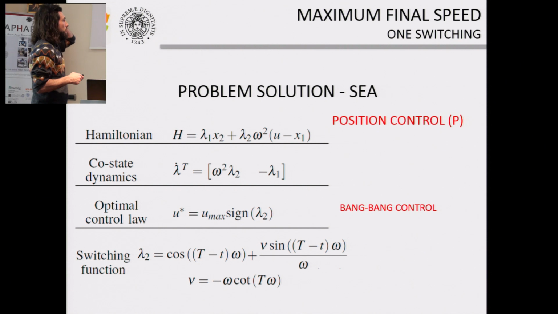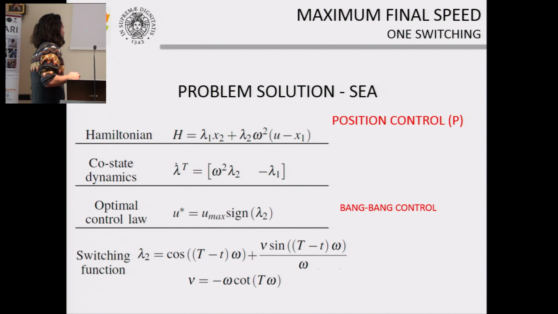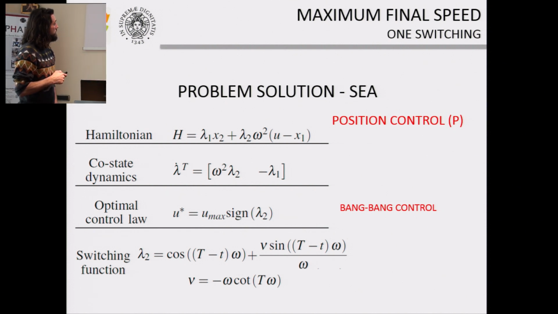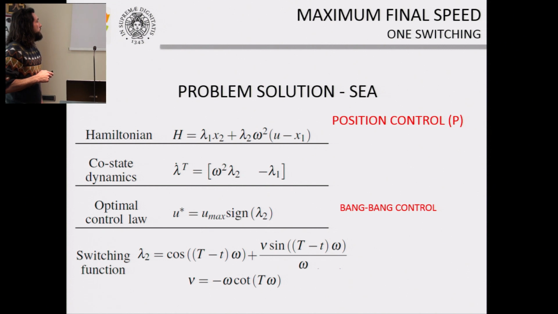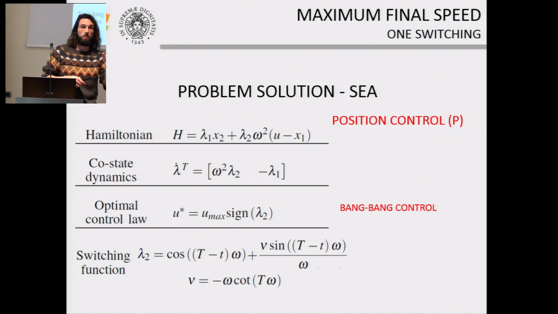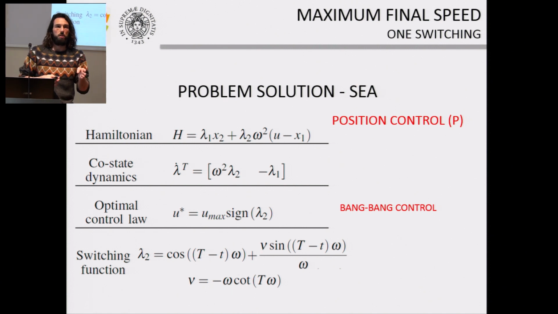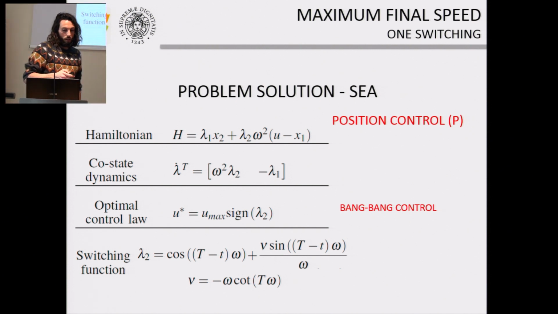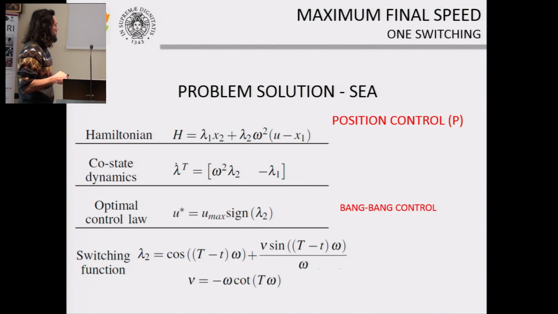We derive the solution through standard methods from the optimal control theory. So basically, we write the Hamiltonian of the problem, then the constraint dynamics. Through the analysis of the Hamiltonian, we can derive the fact that the optimal control is bang-bang-like, so that the control law for the position of the motor has to be maximum and minimum, and it has to switch according to the sign of lambda 2, that is one of the costates. And then this is the switching function.